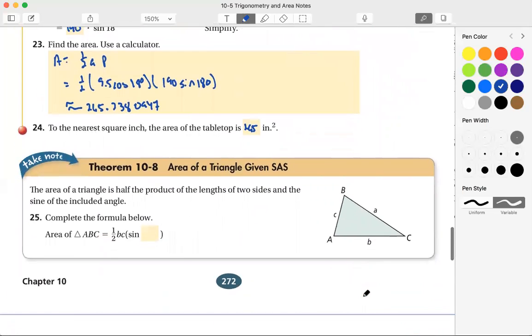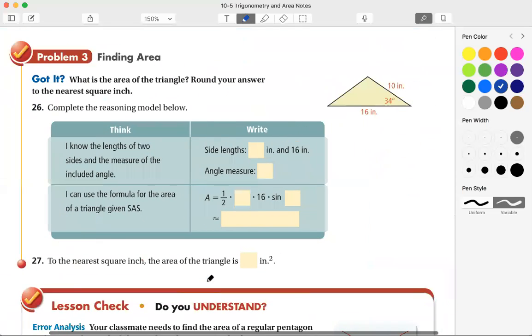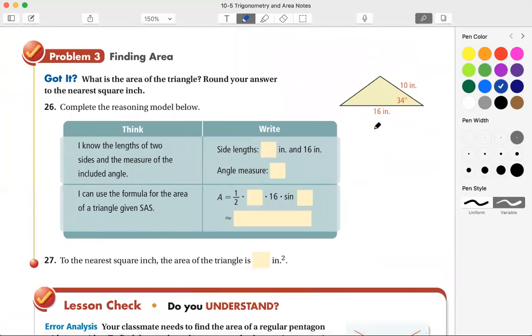All right, now another way we can find the area of a triangle is using this little formula here. The area of a triangle can be found by 1/2 BC times the sine of A. Okay, so side BC and the included angle. All right, so what is the area of the triangle? Notice we have two sides and the included angle. So the side lengths are 10 and 16. The angle measure included is 34 degrees. So the area is 1/2 times 10 times 16 times the sine of 34 degrees. And the calculator tells me it's 44.735432228, which is about 45 inches squared.